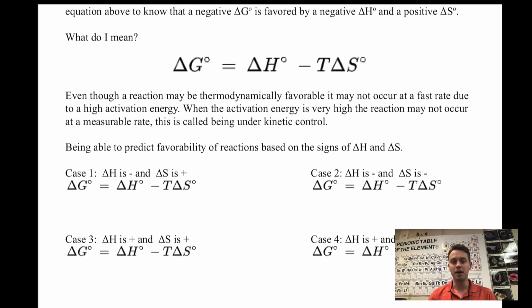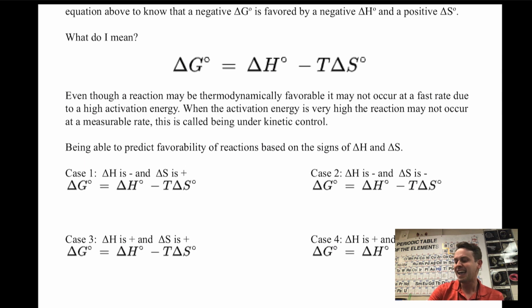Another point that I want to make is that even though a reaction may be thermodynamically favorable, it may not occur at a fast rate due to a high activation energy. This is a concept that we will talk more about in our kinetics unit, but realize that something can be favorable and maybe just doesn't happen because it has a large bump in its reaction profile, and we have to add energy or some kind of spark to make it happen.